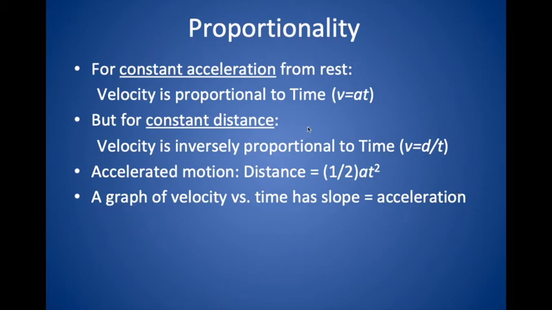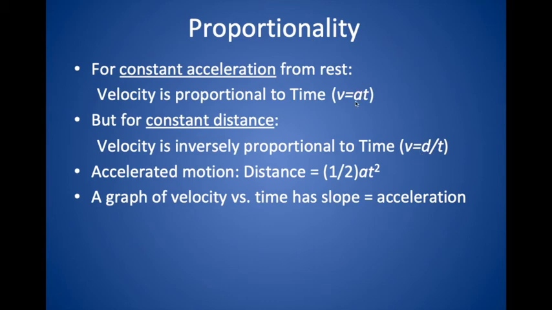Okay, I just want to caution you here about this idea of proportionality. So if we have a constant acceleration, we would say the velocity is proportional to time. So with constant acceleration, if you double the time, you would double the velocity. Okay, so velocity is proportional to time. But remember, if we had a constant distance to travel, where velocity is distance divided by time, in that case, the velocity is inversely proportional to time. Okay, so whether it's proportional or inversely proportional depends on what's being held constant.